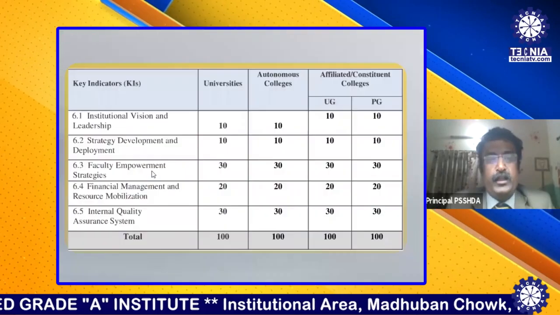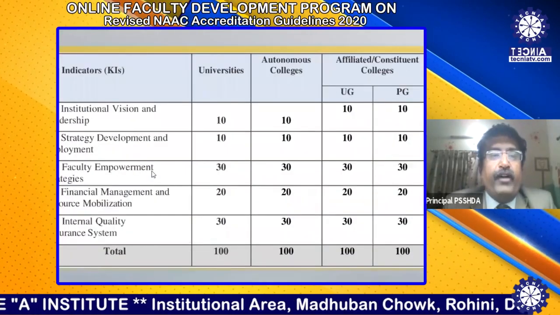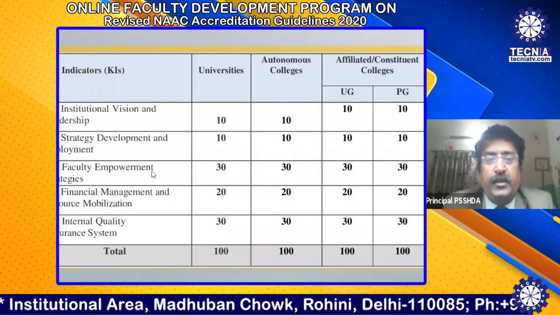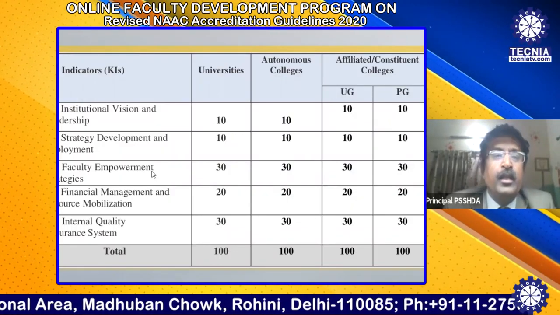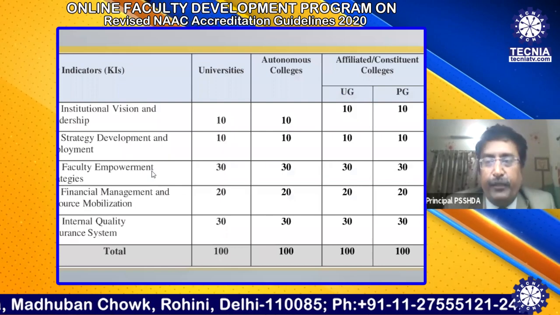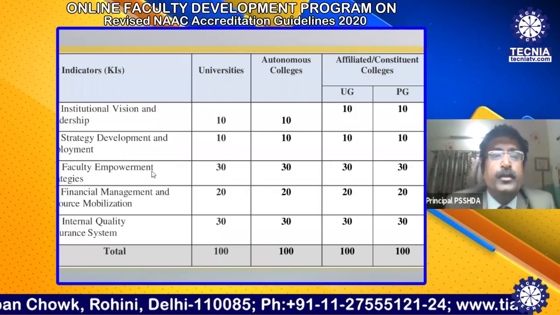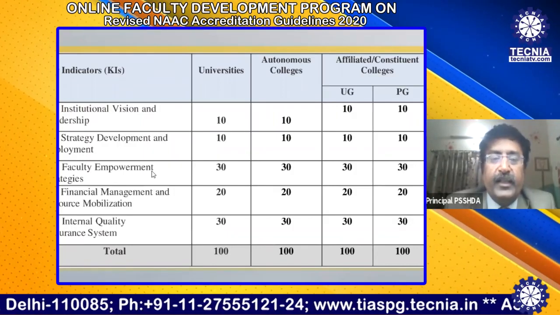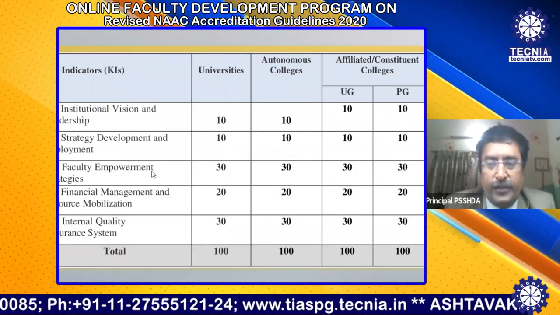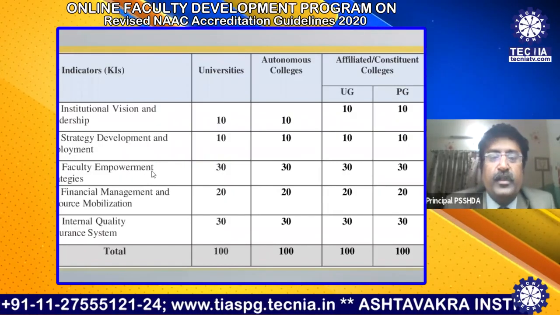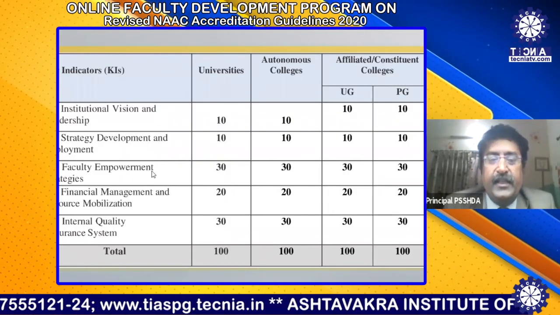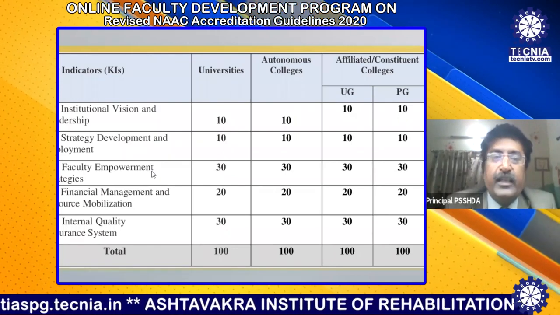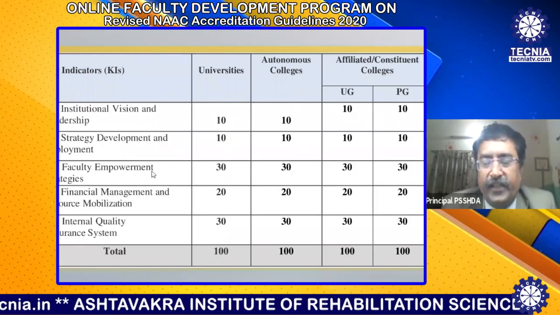In criterion number 6, we have 5 key indicators. The first is institutional vision and leadership, vision, mission, leadership. The second is strategy development and deployment. Third is faculty empowerment strategies. The fourth is financial management and resource mobilization. And the last one is IQAS, that is the internal quality assurance system. So these are the 5 key indicators of criterion number 6.